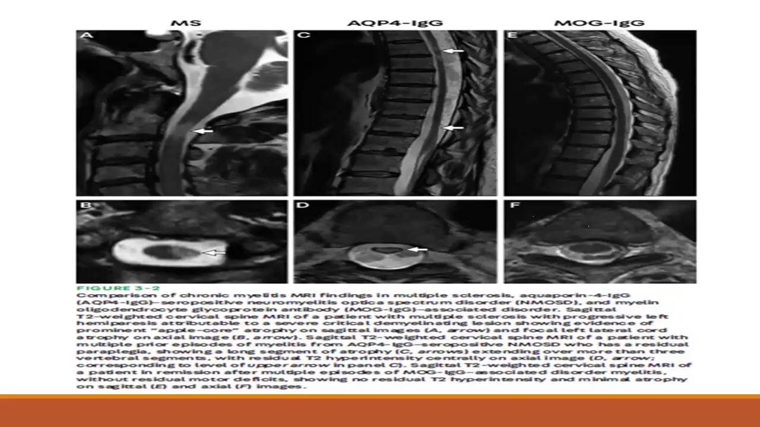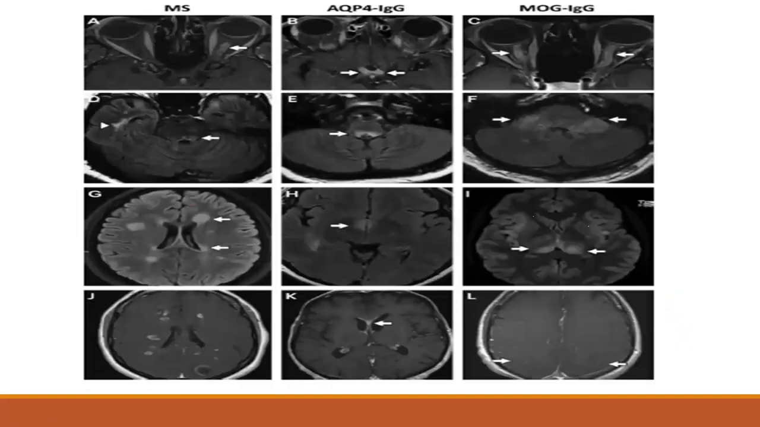Again, a similar picture. So coming to the brainstem, I'll be very brief about this. Usually unilateral in MS, there is optic chiasmal involvement with periventricular involvement in NMO spectrum disorder, and there is usually bilateral optic neuritis with predominant involvement of gray matter nuclei in the brainstem and brain in MOGAD.